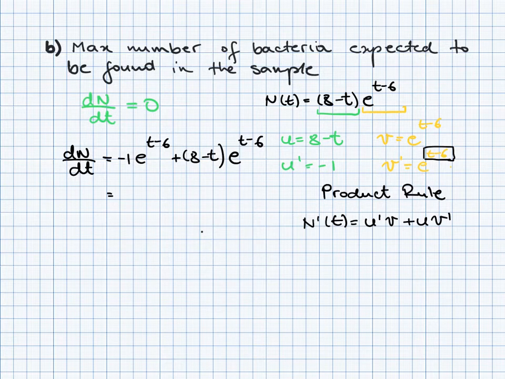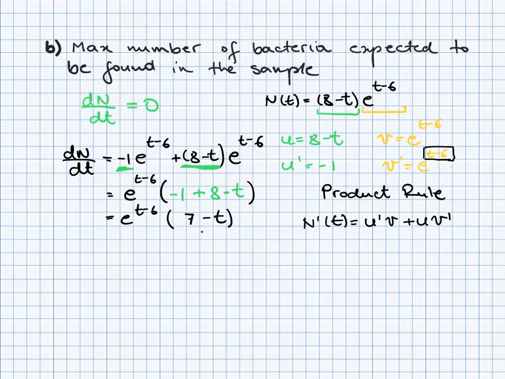Yes, we do have common factors. In this case, it is e to the power of t take away 6. What we're left with here is -1. So we take -1 plus 8 take away t, close the brackets, equal to, let's simplify a little bit. -1 plus 8 is 7, so 7 take away t.